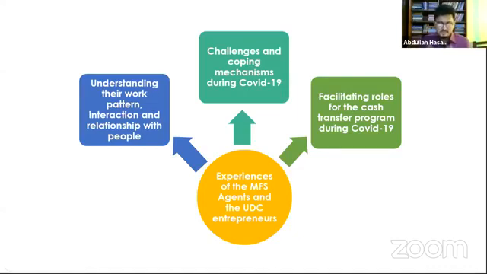We'll be presenting the findings from the qualitative part of our overall study, which will supplement the quantitative part to fulfill the overall research objective. To capture the experiences of MFS agents and the UDC entrepreneurs, in this section we will be focusing on understanding their work pattern, interaction and relationship with people, their challenges and coping mechanisms during COVID-19, and how they facilitated the entire cash transfer program during COVID-19.